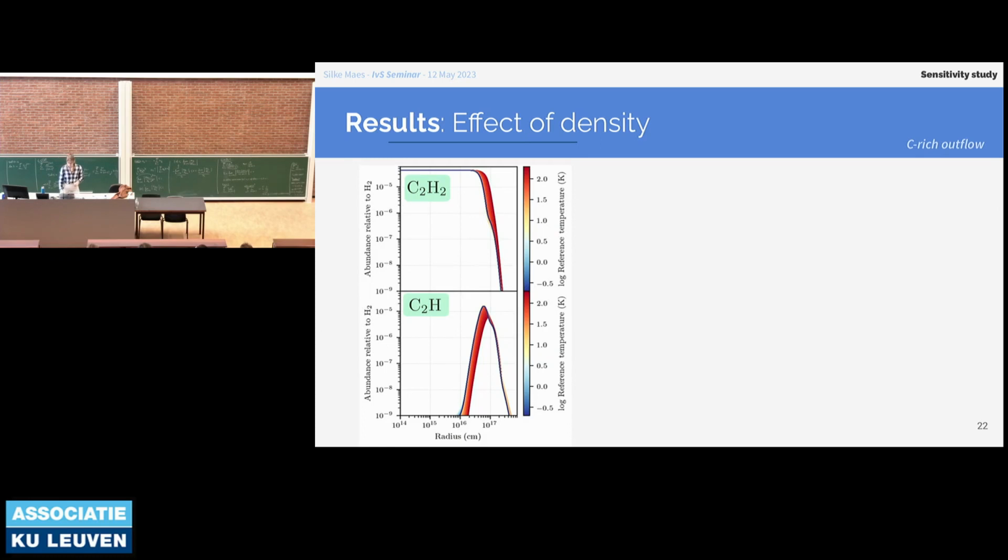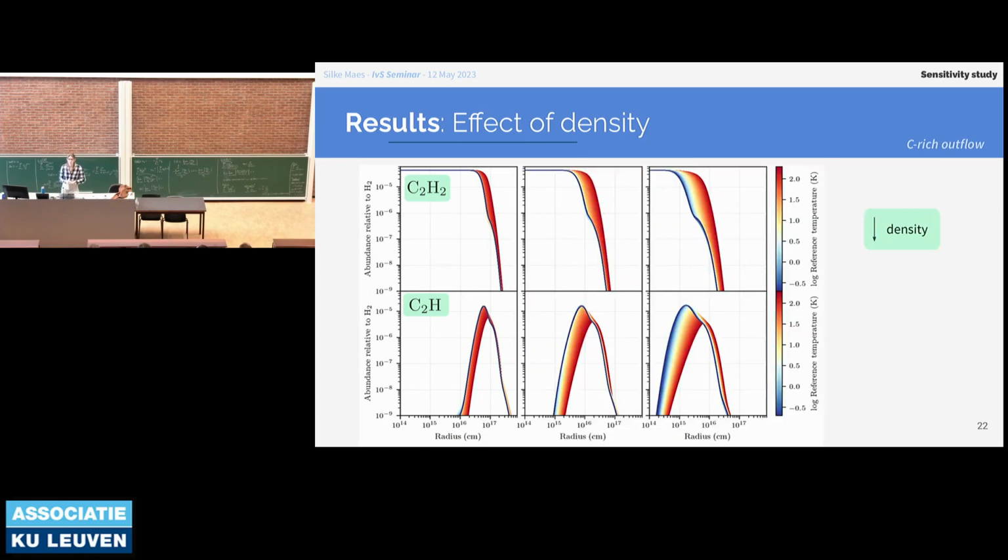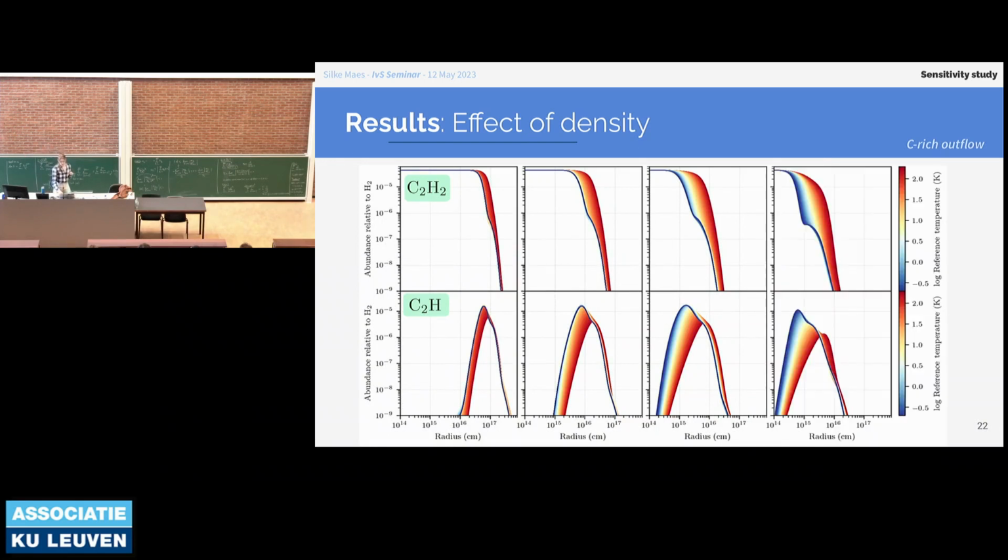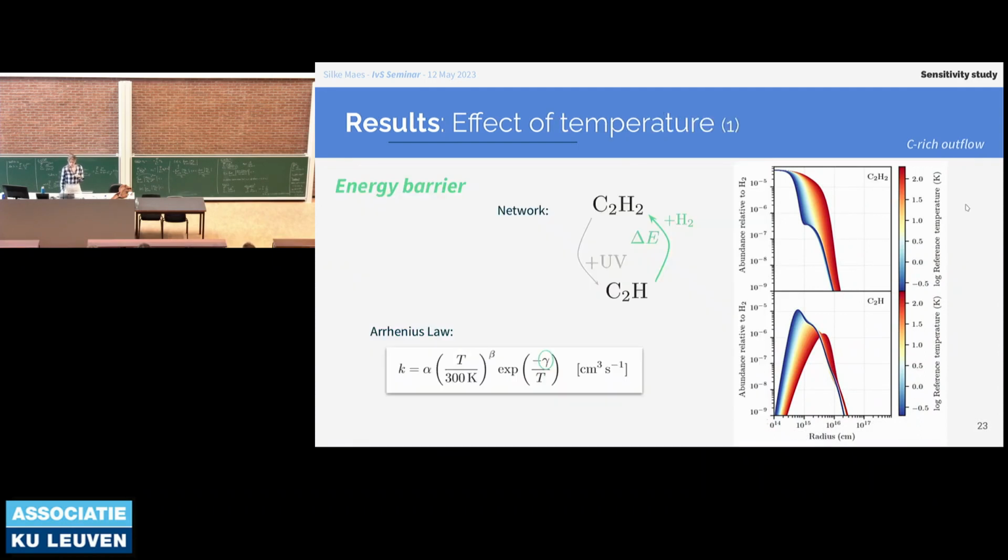So if you now lower the density, I have a few examples, you can see that the location where the parent is destroyed by photodissociation shifts closer to the AGB star. And the peak of the daughter species shifts along with that. This is because, of course, when the density is lower, it makes sense that the UV photons can penetrate deeper into the outflow. Another thing that we notice when we go to lower densities is that the abundance profiles become much more temperature dependent. As you can see here, there is a much larger spread on where the species are destroyed. So that's an effect that we will look at now.